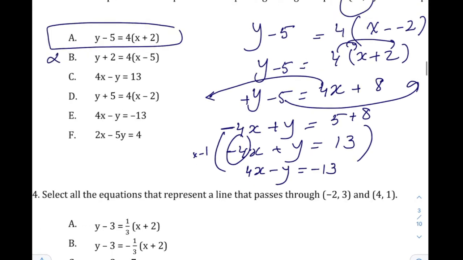So which one is the correct one? This one. This has been applied in a wrong way. This has wrong sign, and this is wrong as well. Only we have two correct answers, A and E.